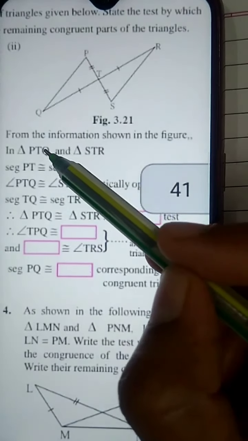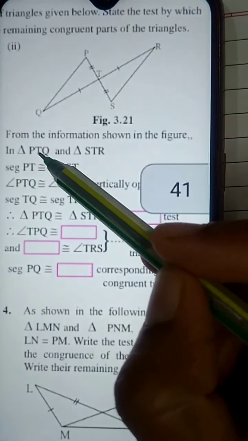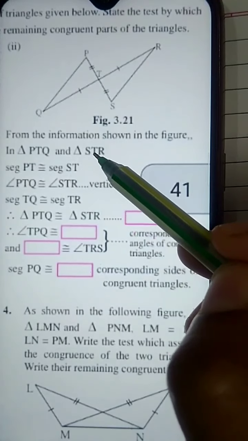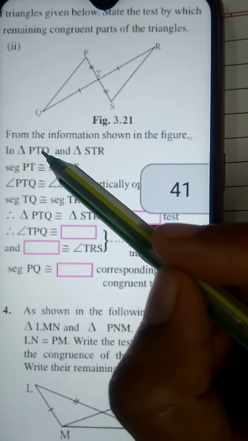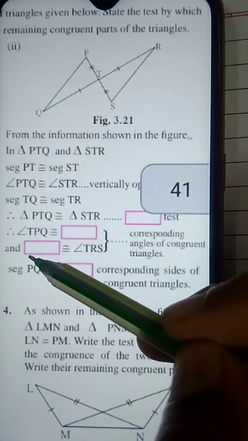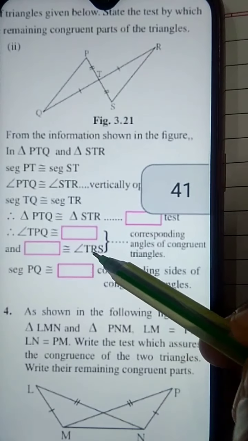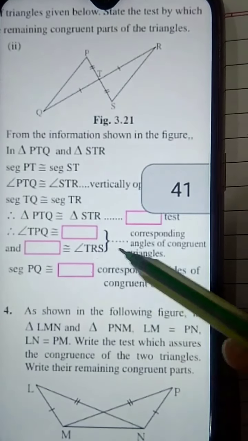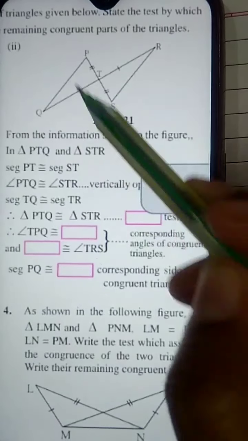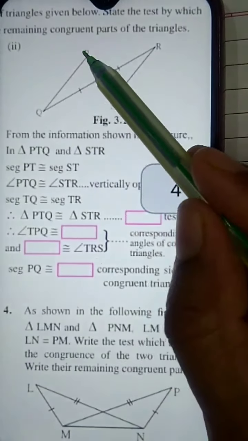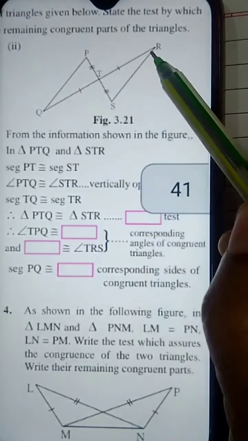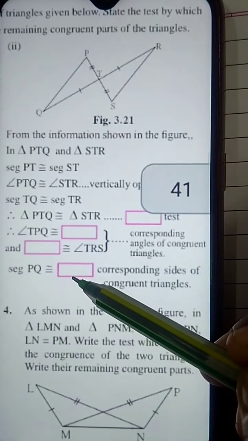So now you look at the second triangle. TRS. Same way you name. From the first triangle you get the name of the angle. If it is TRS, so it should be TQP. So angle TQP is congruent to angle TRS. CACT. And the third side which is remaining is segment PQ congruent to segment RS.